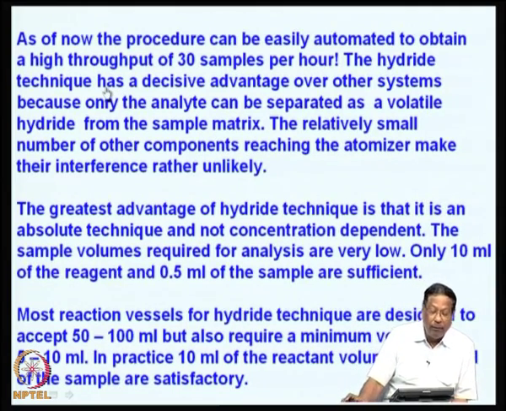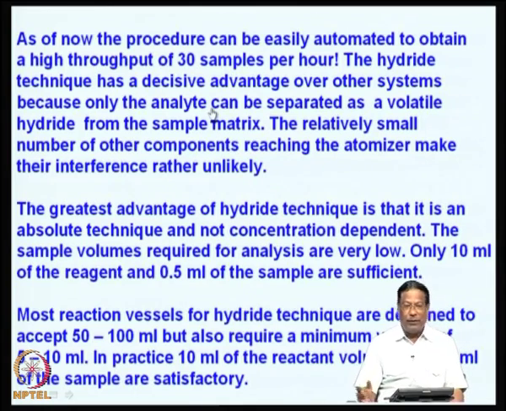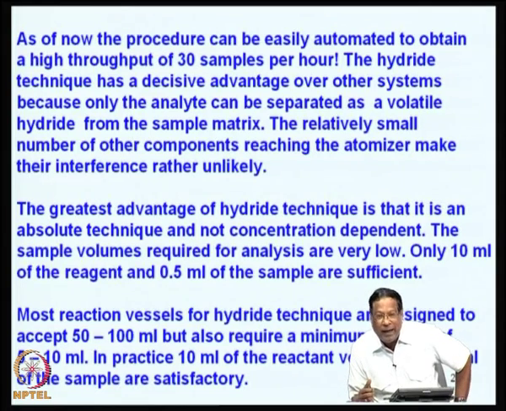As of now, the procedure can be very easily automated to obtain a high throughput of 30 samples per hour. That means, every 2 minutes you can do one hydride generation if you have enough samples. The hydride technique has a decisive advantage over other systems, because only the analyte elements get separated as volatile hydrides.